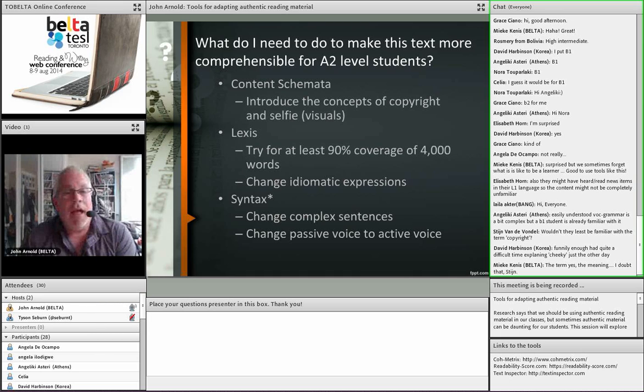Well, I don't know, if I was teaching this, I'd make sure that I introduced the concept of copyright and selfie. I think, especially in the internet age, we need to introduce them to the concept of copyright. They think they can just take whatever off the internet. And selfie. Sometimes you'd be surprised.